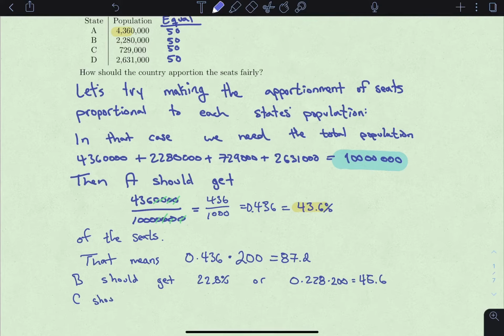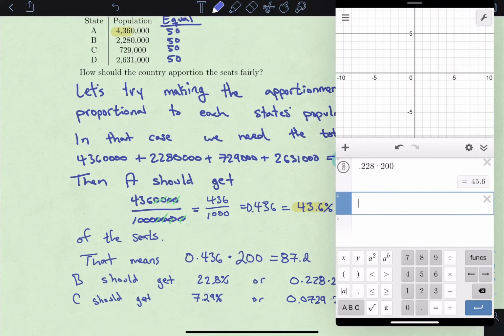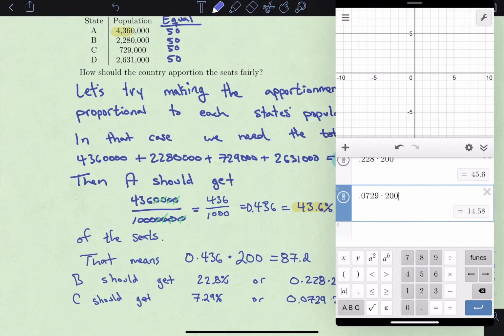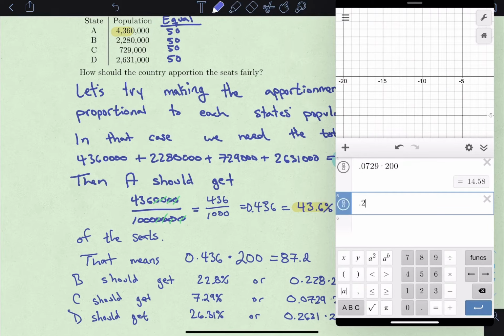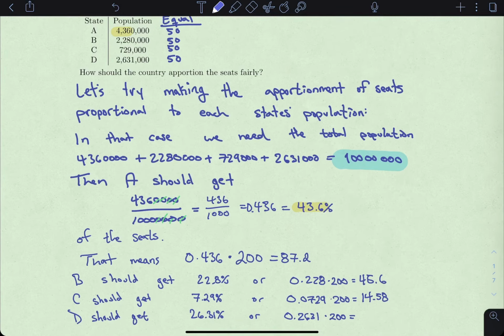C should get 7.29%, or 0.0729 times 200, which is 14.58. And then finally, D should get 26.31%, or 0.2631 times 200, which is 52.62.